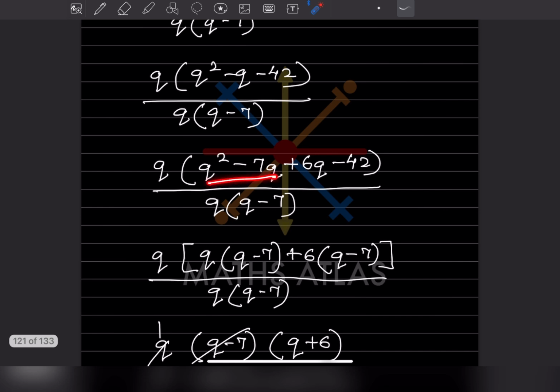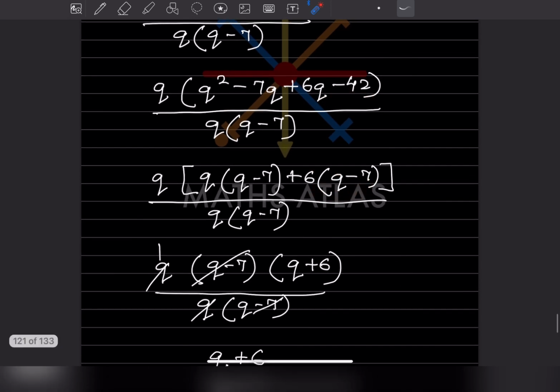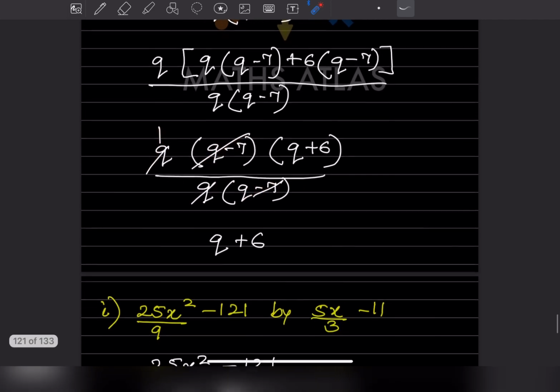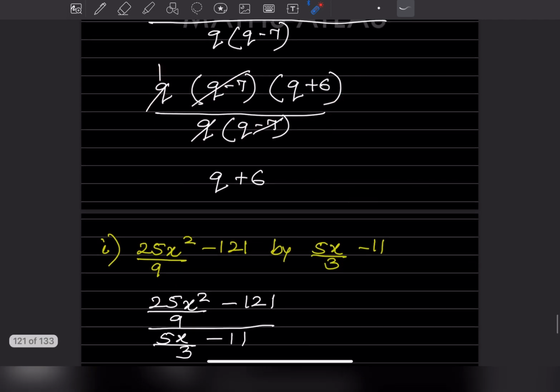So now again we are going to group it. From the first group you can see q is common, so in the bracket is q minus 7. This is plus, so this also should be plus. From the second group we can say 6 is common, so remaining in the bracket is q minus 7. Both the brackets are the same, so you are going to write it only once, and here q plus 6. This is the same, so now this and this get cancelled. So the remaining is q plus 6.